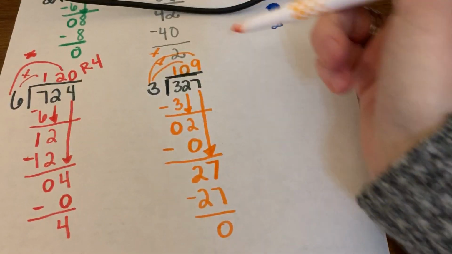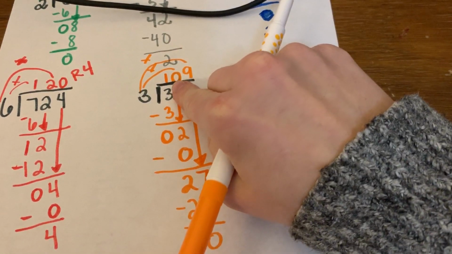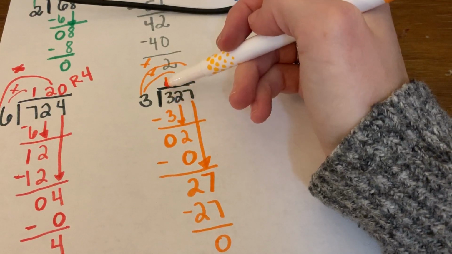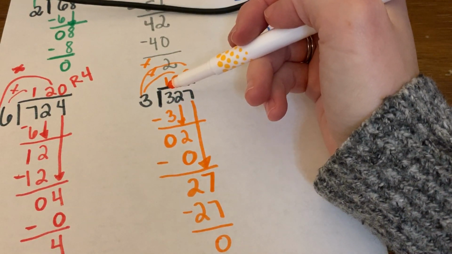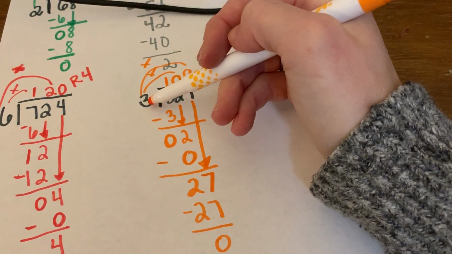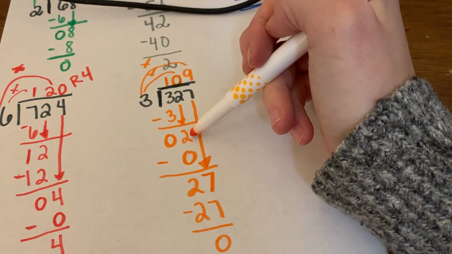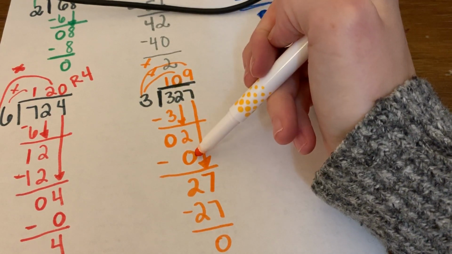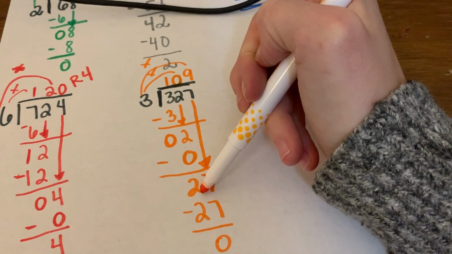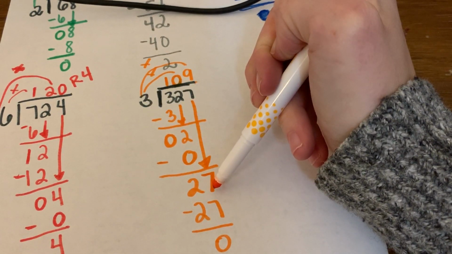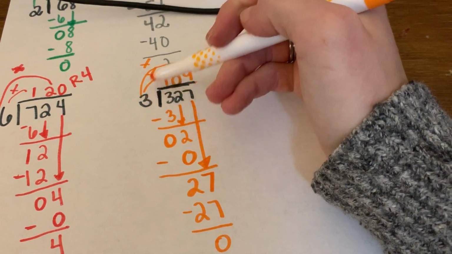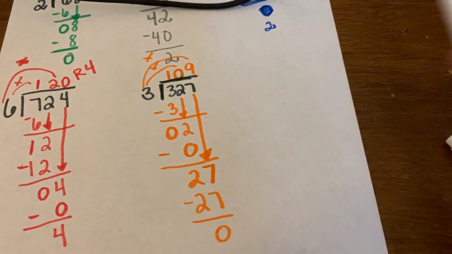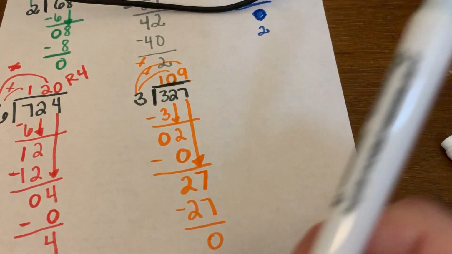I'm going to walk you through what I did again. So I asked myself 3 times what gives me 3? Well, 3 times 1 is 3. And then I have 0. 3 times what gives me 2? Well, nothing times 3 gives me 2. So I have to put a 0 here. And then I'm going to subtract that 0 that I had, and I'm going to get 2. Then I am going to bring down that 7 and have 27. So 3 times 9 gives me 27. Then I'm going to subtract that and end up with 0. My final answer is 109.